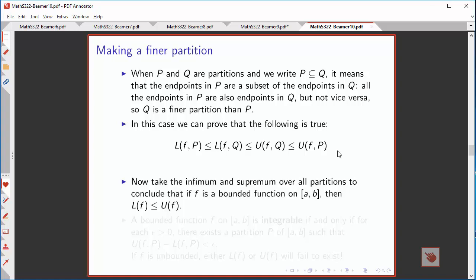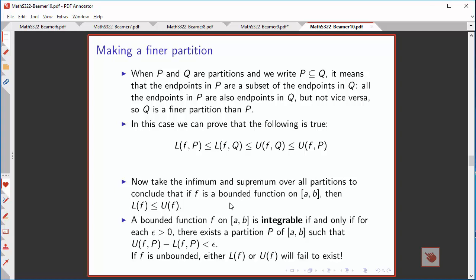Okay, now we're in business. Once we've proved this, we say, now we'll pass from Darboux sums to Darboux integrals, take the infimum and supremum over all partitions, and we can conclude that the lower Darboux integral can never be larger than the upper Darboux integral.